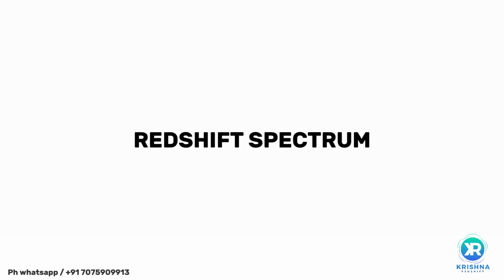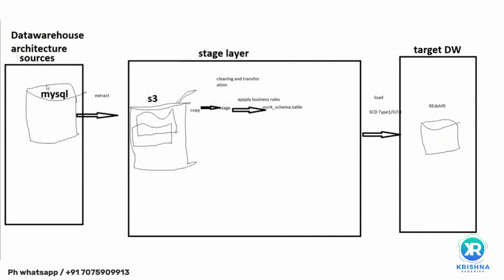Okay, so in any data warehouse practice, source systems will be there, target systems will be there, and in between the ETL process will be there. What is that ETL process? I told you, right? This one. So this is the ETL structure.